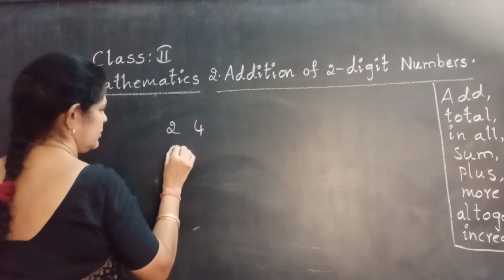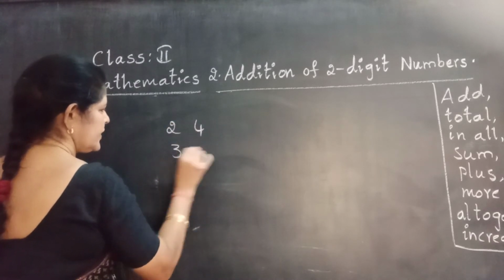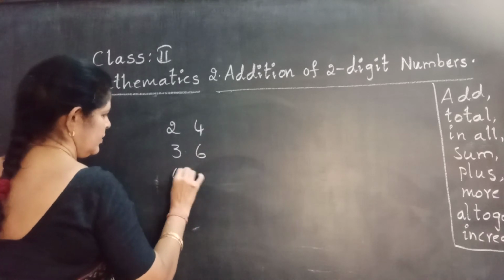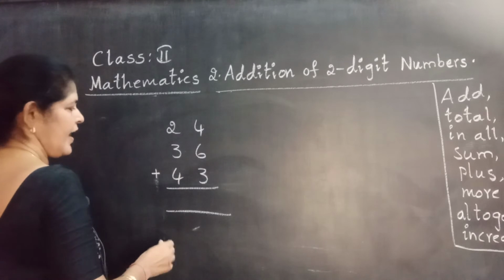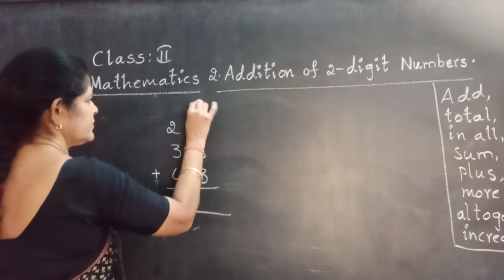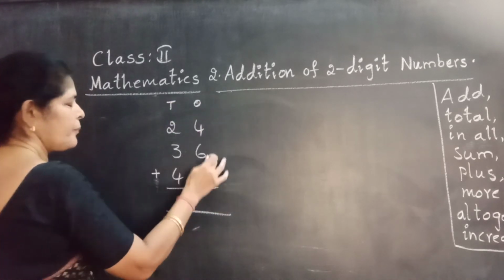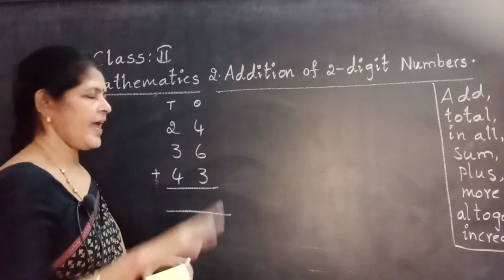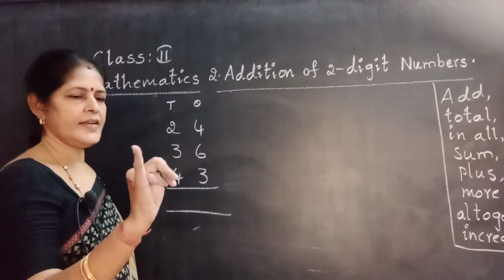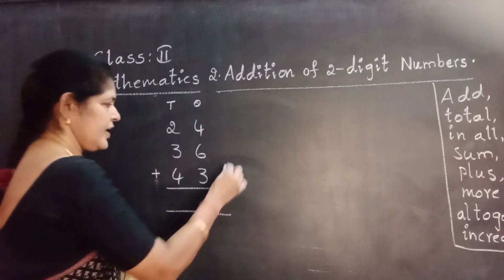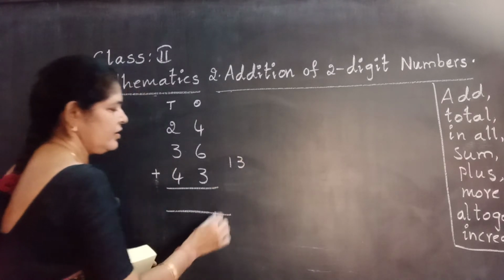24, 36, 43. 2-digit, 3 lines. Start from ones. 4 plus 6, yes, 10. Take 4 fingers, 6 after 7, 8, 9, 10. 10 plus 3, 13. Very good.